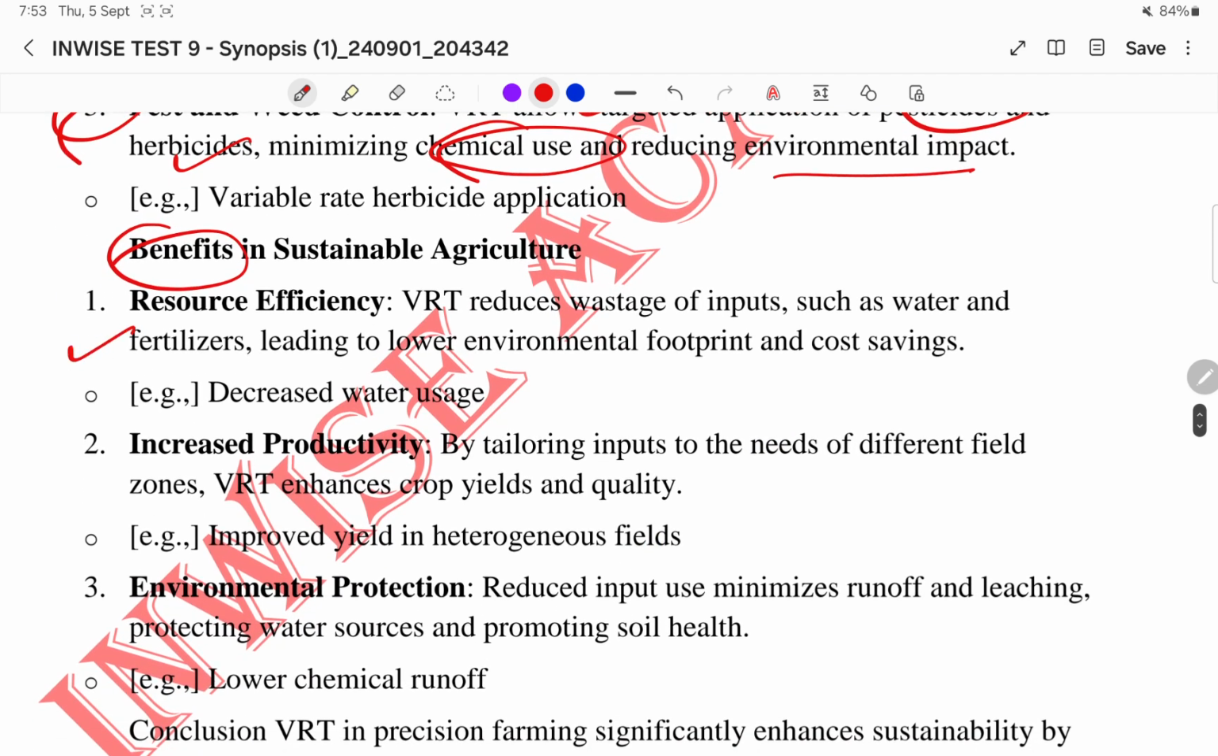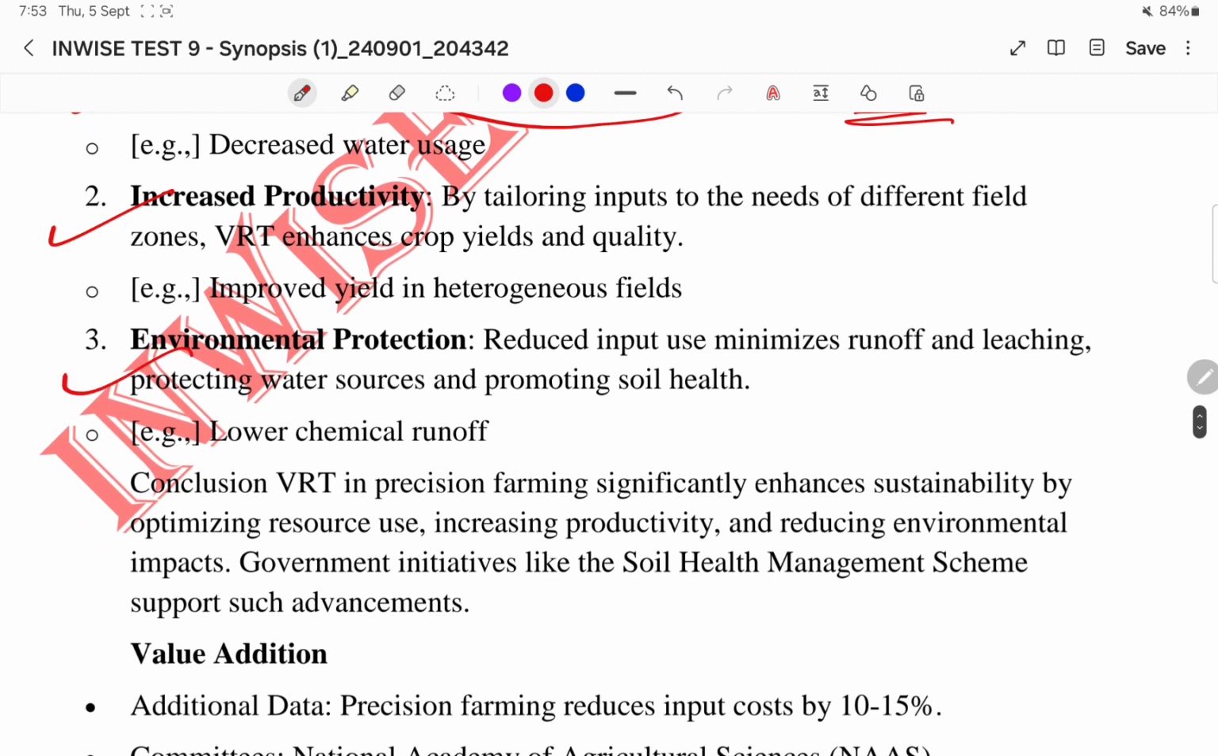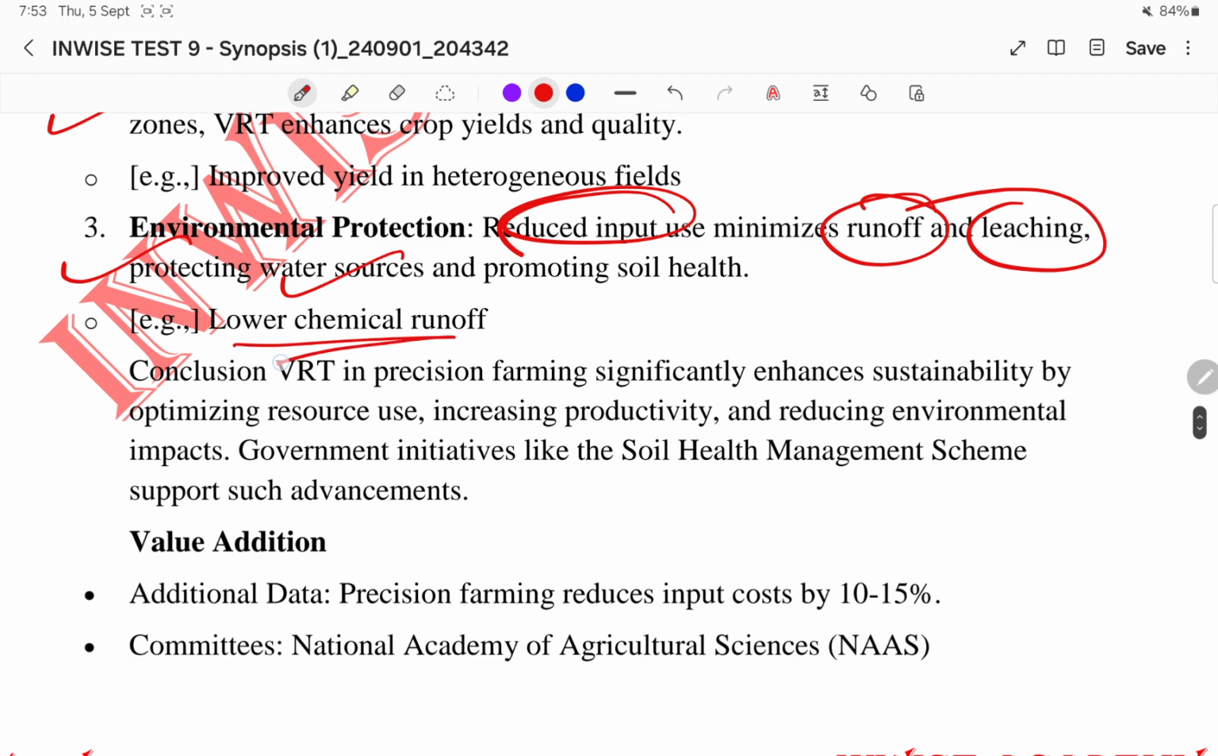Then come to benefits. The resource efficiency: VRT reduces the wastage of inputs such as water and fertilizer, leading to lower environmental footprint and cost savings. Then increased productivity, of course. The environmental protection: reduced input use minimizes the runoff and leaching, right? They protect the water resource, lower chemical runoff, etc.